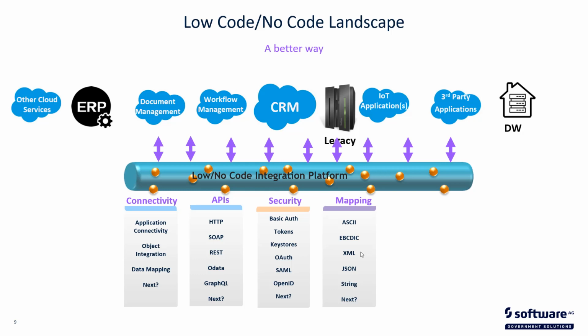And data mapping. The integration platform seamlessly translates things from the native platform's language into whatever language you need or needs to be delivered to other applications. You don't have to worry about the EBCDIC to ASCII translation when you're dealing with mainframes. You can seamlessly move from XML to JSON and map back. You can parse out strings. You can map data from one format to another.